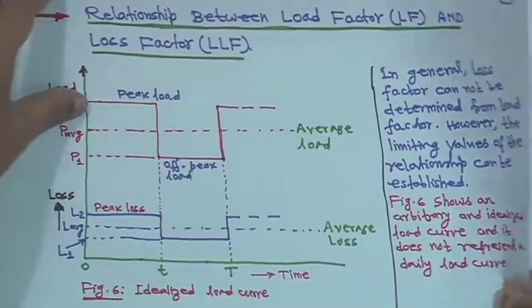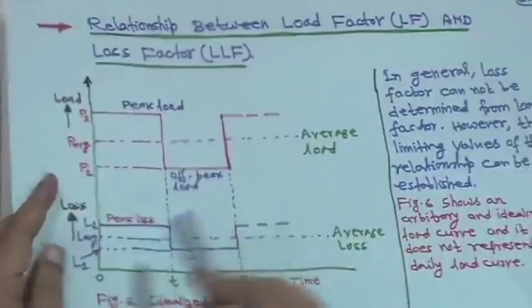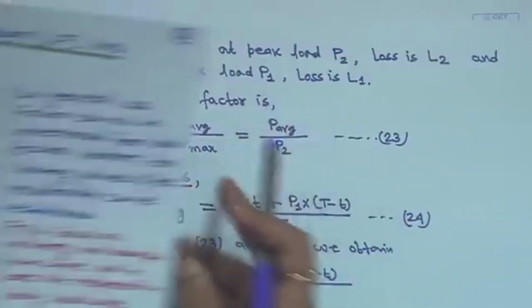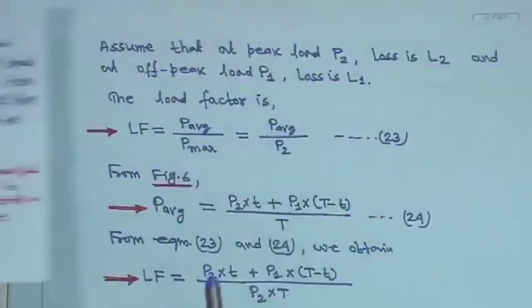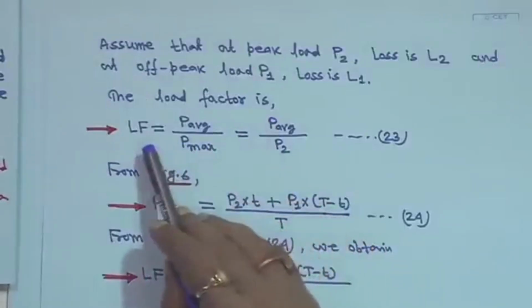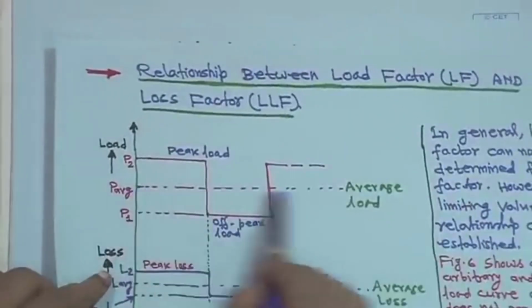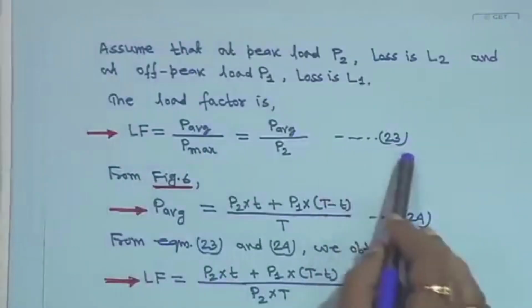If we do so, then assume that the peak load is P2, and the corresponding peak loss is L2, and at off peak load P1, the loss is L1, right. And the load factor LF is equal to P average upon P max. Here we have taken that this is some average load line. So, this is my P average divided by P max, P max is nothing but P2, right. So, this is equation 23.